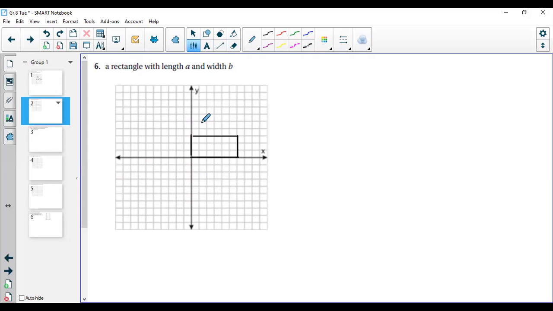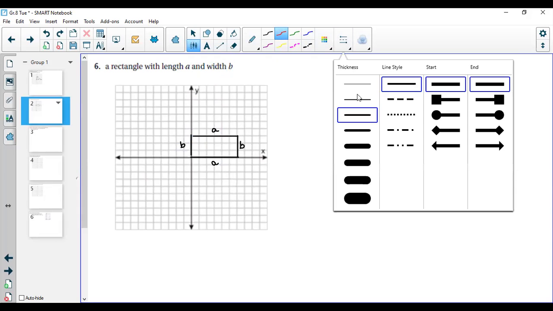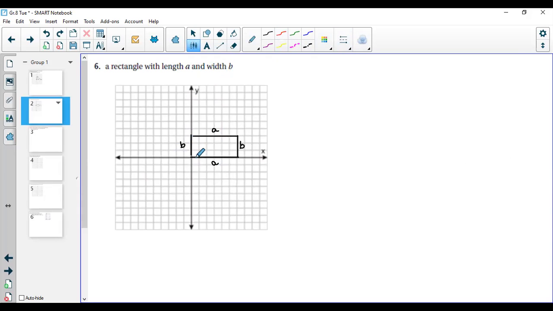Okay, they said the length is a, so the length of the rectangle is a. So let me name this as a, and the width is b. As you know, the opposite sides of a rectangle are equal. So this is going to be a, and this is going to be b. Now let's name the coordinates. Choose another color so that you will not get confused. This vertex is going to be (0, 0).